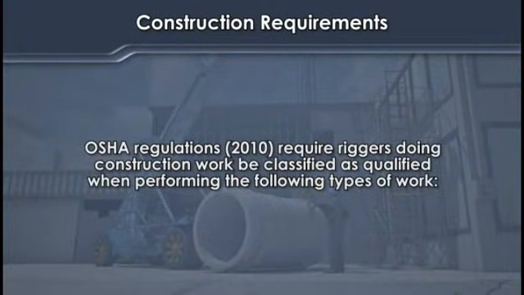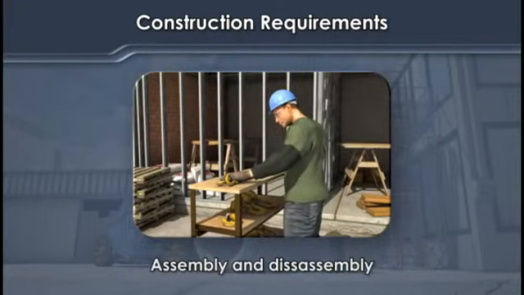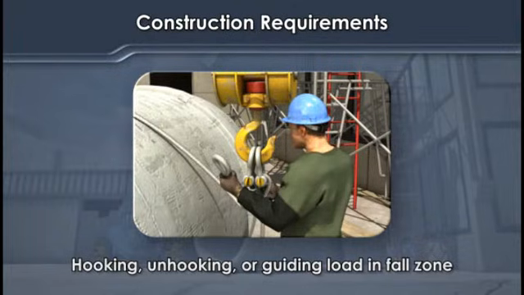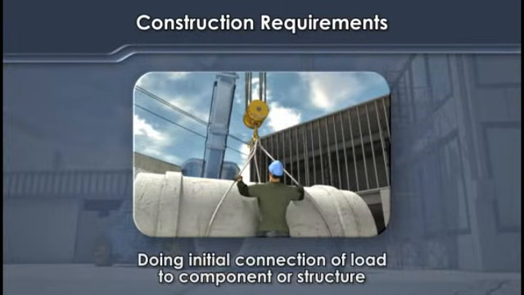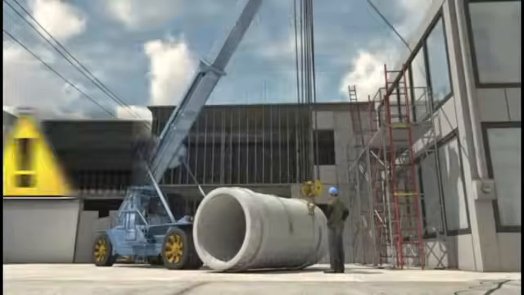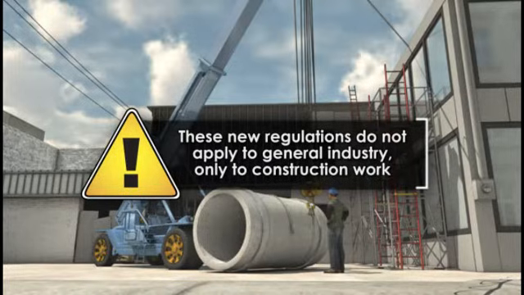OSHA regulations put in place in 2010 require that riggers doing construction work be classified as qualified when performing the following types of work: assembly and disassembly, hooking, unhooking, or guiding a load in the fall zone, or doing the initial connection of a load to a component or structure. These new regulations do not apply to general industry, only to construction work.